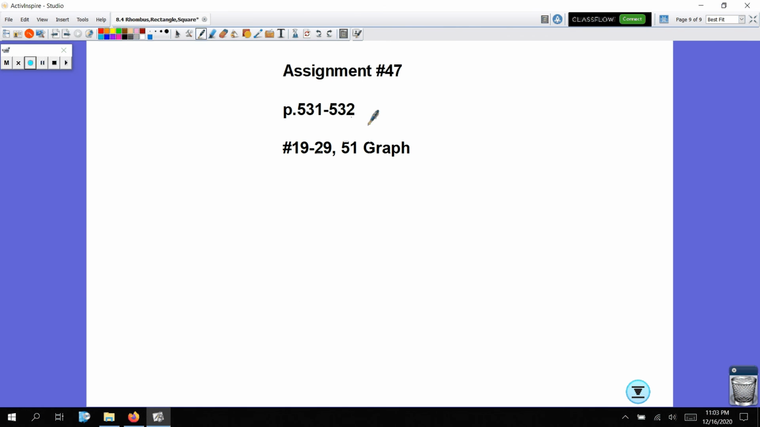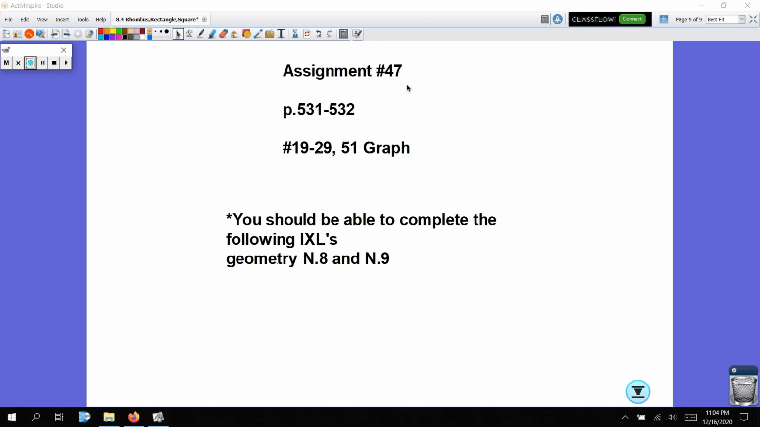And here is your assignment for tonight. Oh, hold on a second. All right, this is assignment number 47 on page 531, 19 to 29. You need to graph number 51. After this, you should be able to complete the following IXLs in geometry, N8 and N9. They have to do with rhombus, square, and rectangles. All right, if you have any questions, please send me a message. I will be glad to help.